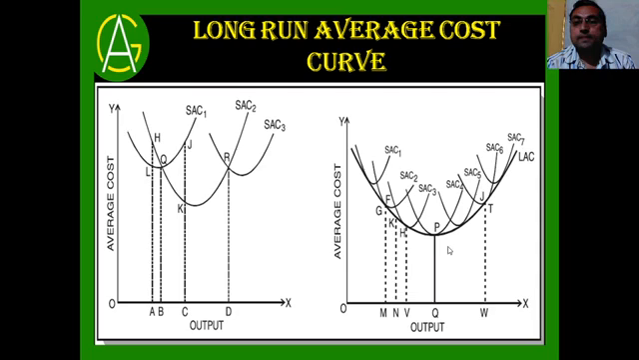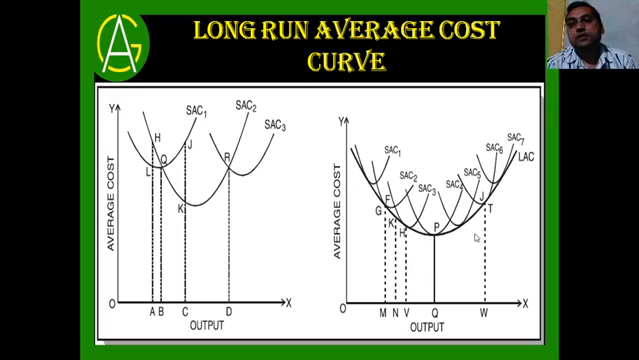But if they ask, broadly speaking, what is the shape of long run average cost curve? Broadly speaking, it is boat shaped, or it is saucer shaped. Normally it is U shaped, but broadly speaking it is boat shaped or saucer shaped curve. Is it clear to you?